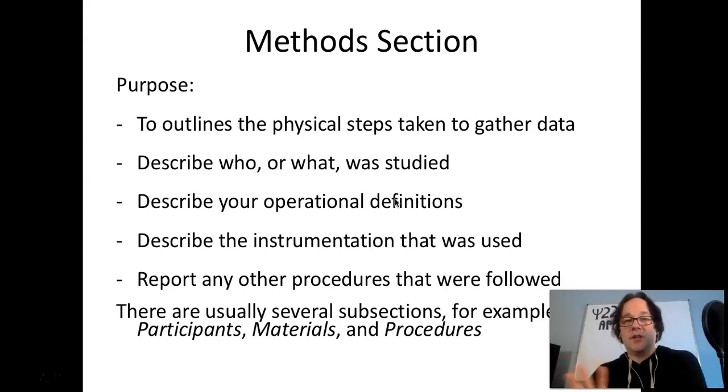We also describe what type of instrumentation was used, and that could be lab instrumentation, or what kind of surveys were given out, or any other type of equipment that might have been used in the study. If you were measuring somebody's heart rate, you're going to have to describe what monitor did you use, what version was it, who manufactured it, right? Where can we find it?